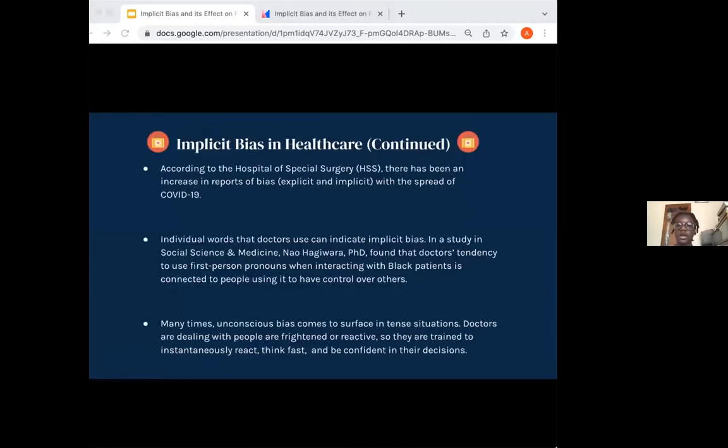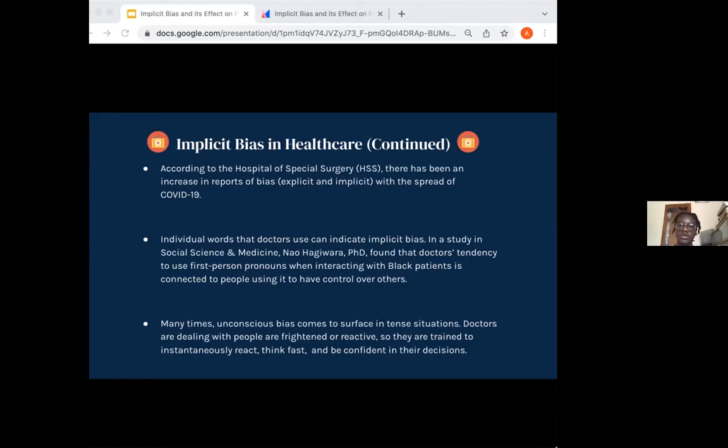So according to the Hospital for Special Surgery, HSS, there has been an increase in reports of bias, explicit and implicit, with the spread of COVID-19. Ideas about a patient made because of unconscious associations rather than that person's individuality can lead to poor care. Unconscious bias is problematic because people are unaware that they have a preference for or against people based on factors such as race. The theory of implicit bias was created in the 70s, and the test was created in 1995. But even in the present, there are still increasing reports of implicit bias.